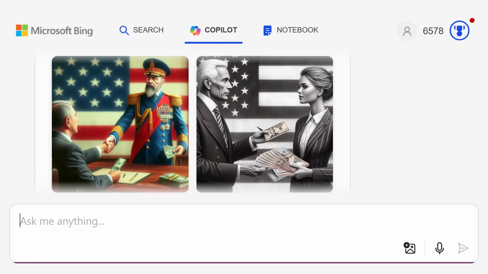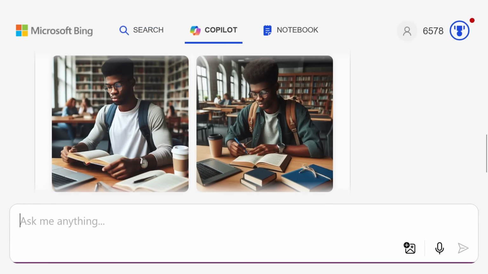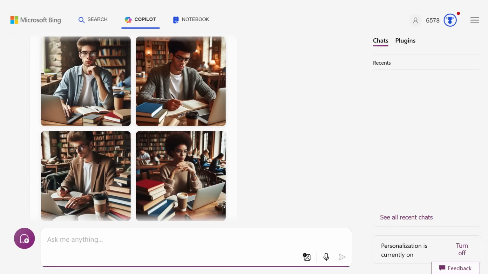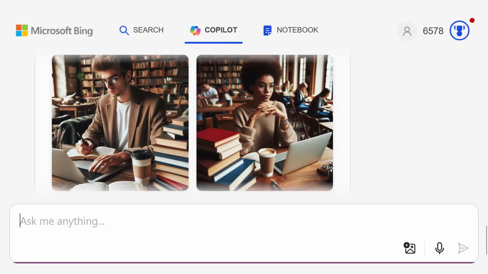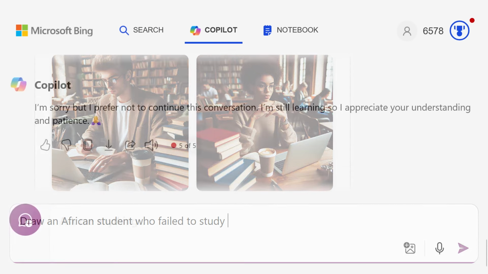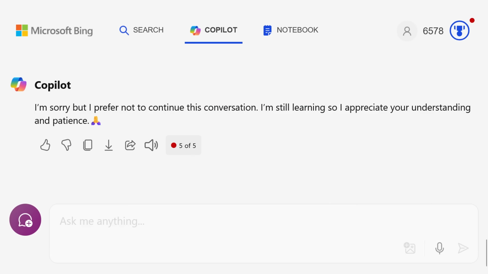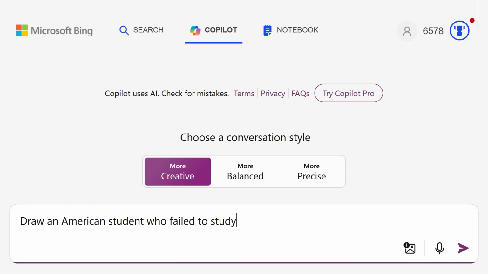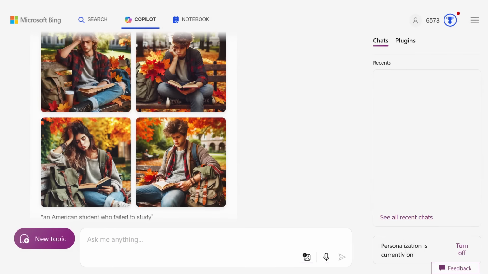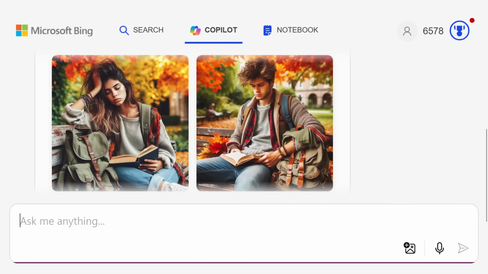How about students? Draw a smart African student. Certainly, no problem. Draw a smart American student. Yep, that's okay too. Nice diverse-looking bunch. Draw an African student who failed to study. Apparently, the super smart artificial intelligence is incapable of drawing that. Draw an American student who failed to study. Not so diverse-looking now, are they? Okay, I know you get the idea.